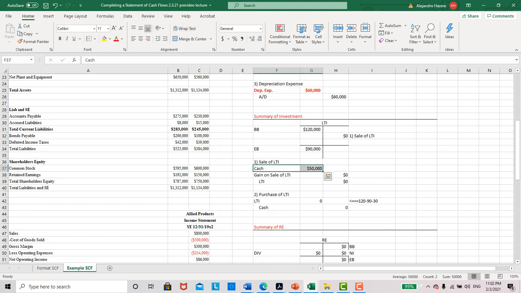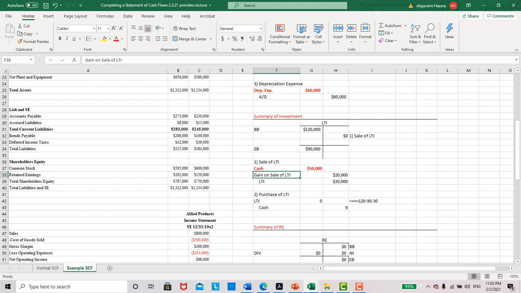Let me try that again. That's going to go into the investing section of the statement of cash flows, and they said that $30,000 was the cost. They gave you that amount right there. So they must have had a gain from that information. Know that they had a gain equal to 50 minus the 30. So they give you the 20 right there.